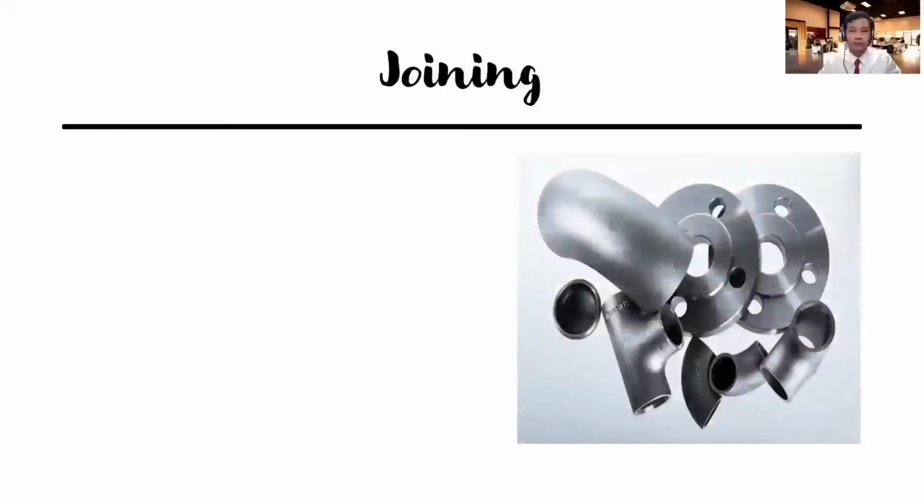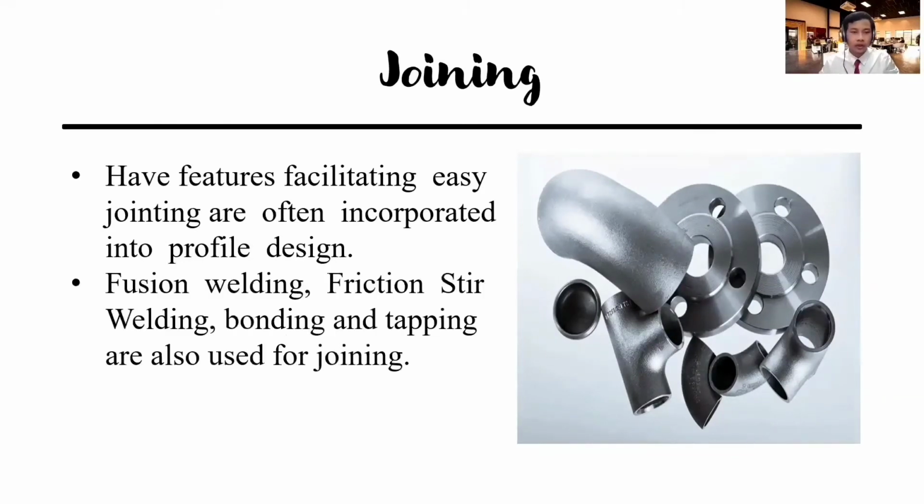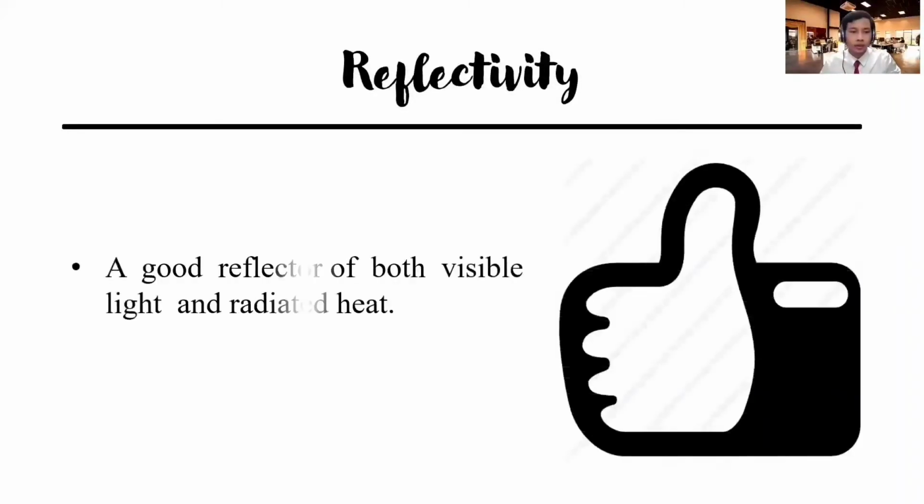After that, joining. This aluminum alloy has features facilitating easy joining that are often incorporated into profile design. For example, fusion welding, friction stir welding, bonding, and taping are also used for joining. Next point is reflectivity. This aluminum alloy is a good reflector of both visible light and radiated heat.